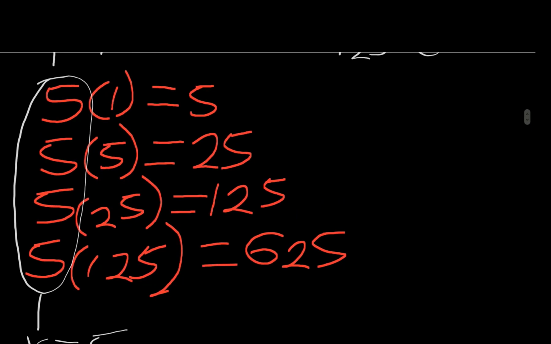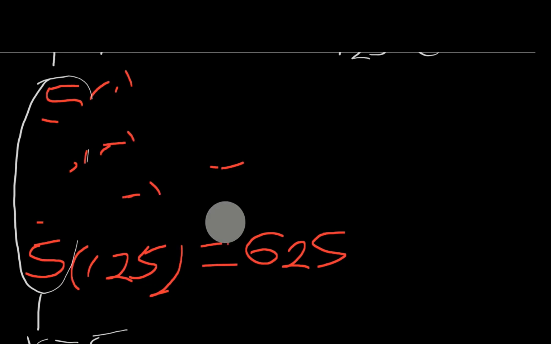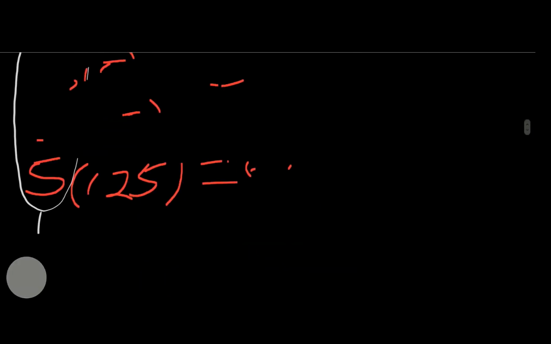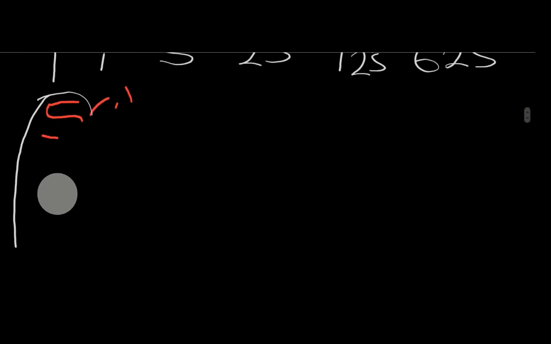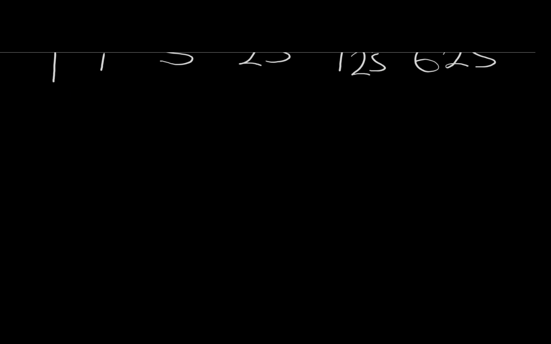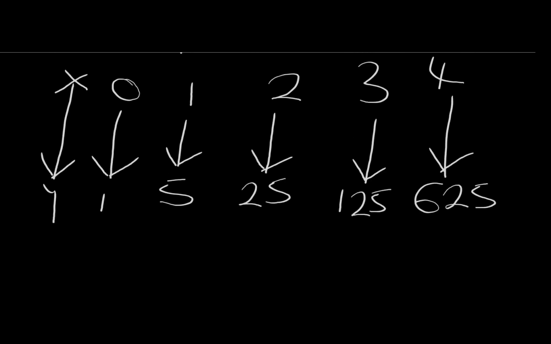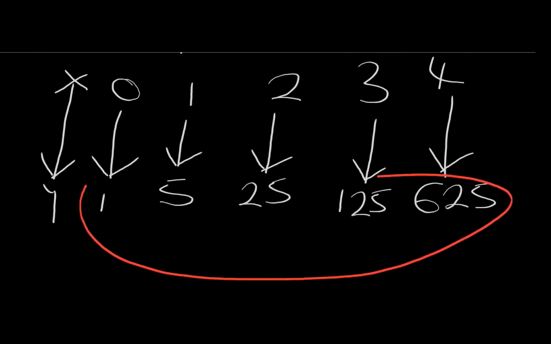Now, we are able to establish that the mapping is an exponential mapping because the codomain has a common ratio.